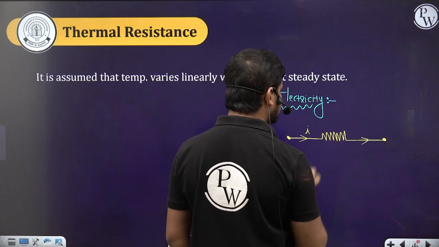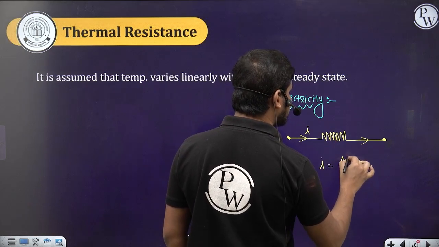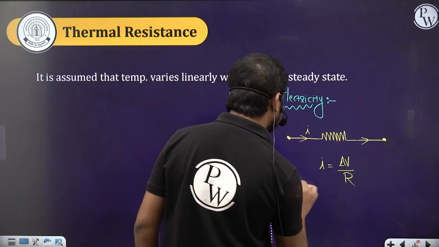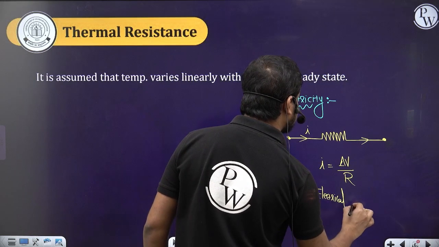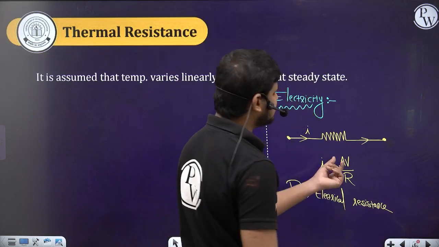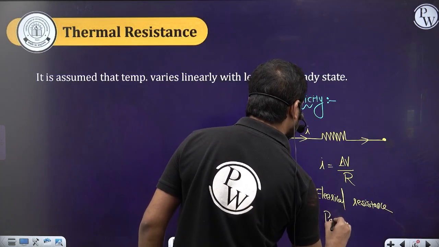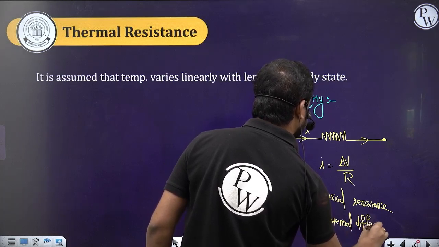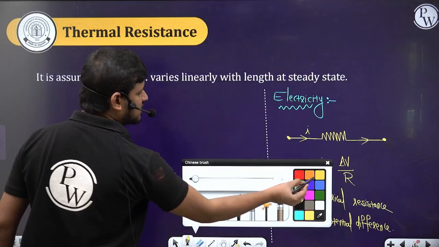So the current flows due to the potential difference, I equals delta V by R, where R is the electrical resistance and delta V is the potential difference, and I is the current. Now let's come to the thermal properties.